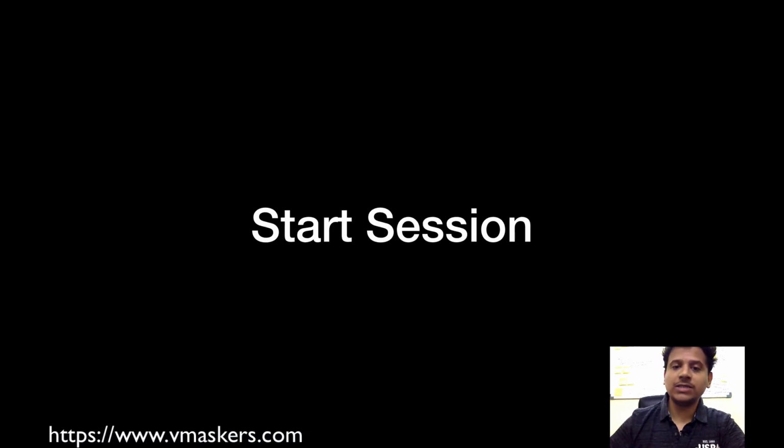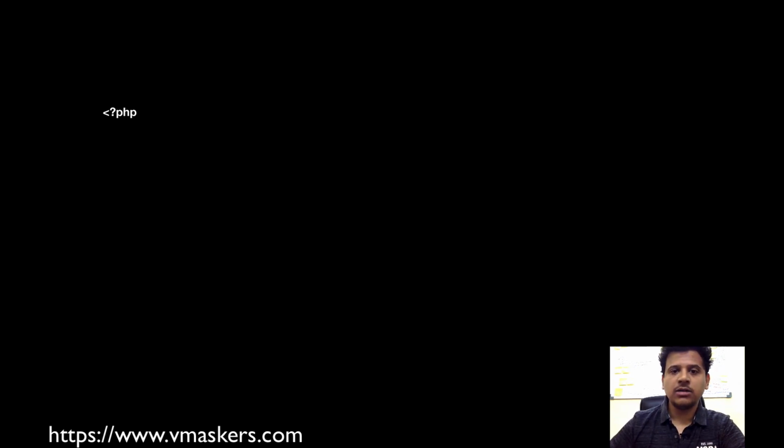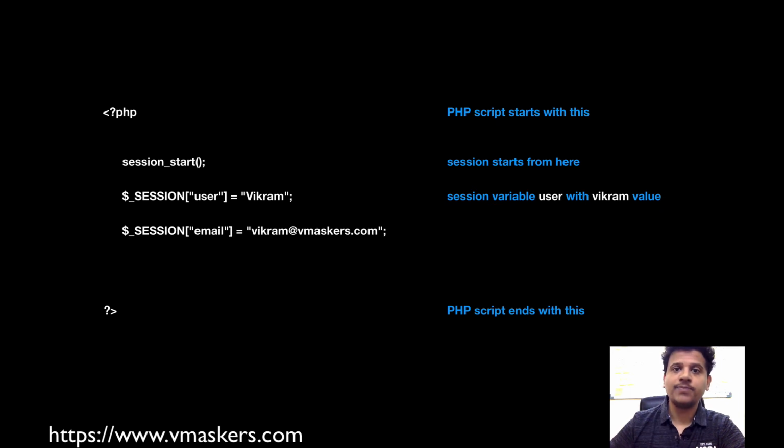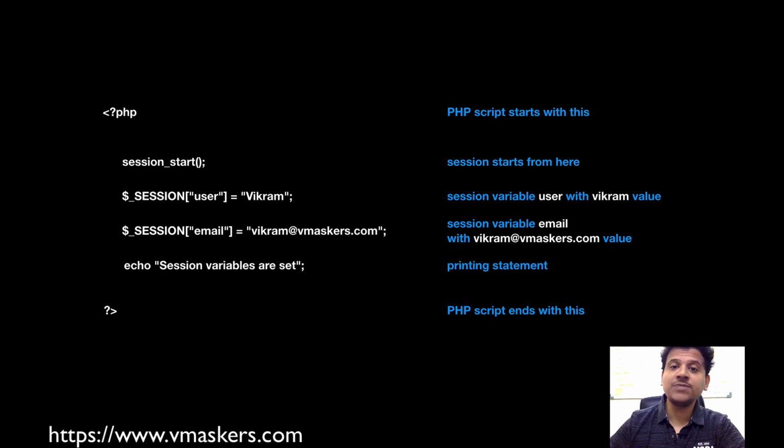Let's go through our code once again. So first let's see how to start a session and save variables. PHP starts with this, ends with this. After that we use session_start. The session is started here. Then we stored the value Vikram inside a user variable. Then we created another variable, email, and saved a value there. And we just printed the message that your values are set.